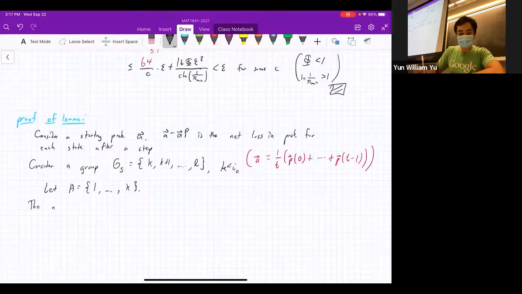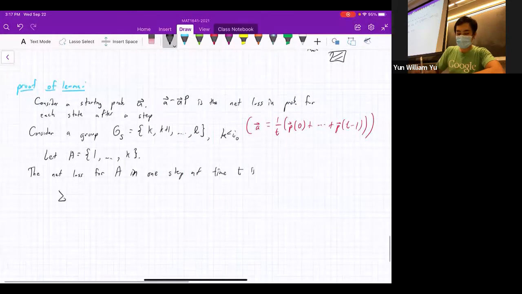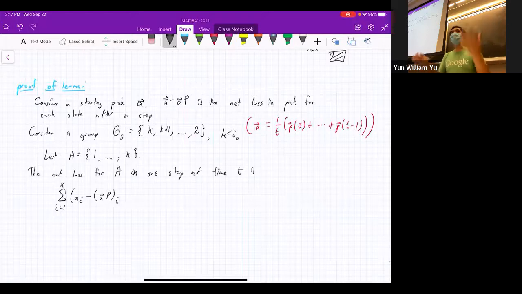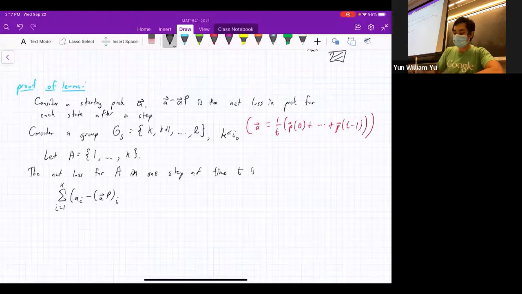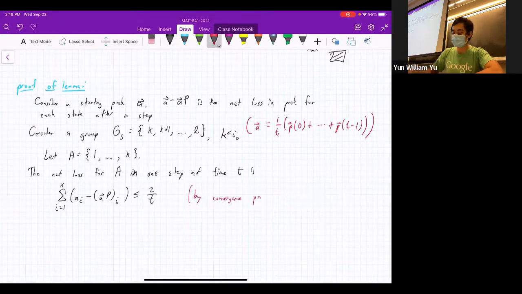So then the net loss for A in one step at time T is going to be the sum from i equals 1 to K of A_i minus (AP)_i. I'm using this notation to denote the ith coordinate within that vector, which is less than or equal to 2 over T. And this is, of course, by the convergence proof. So by convergence proof, since A(T)P minus A, wait, what did I do wrong here? Oh, yeah, that's what I did. So let's ignore the of T's. A minus AP is equal to 1 over T times P(T) minus P(0).